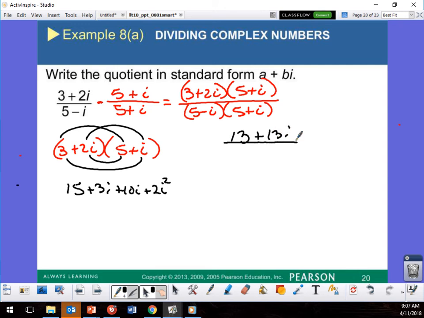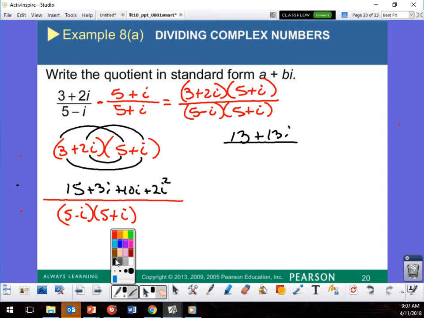Over. Now let's do the same thing for the bottom. The bottom was 5 minus i, 5 plus i. So I'm going to do, I'm failing on this. So 25 plus 5i minus 5i minus i squared. Oh no, that's 25 minus i squared.